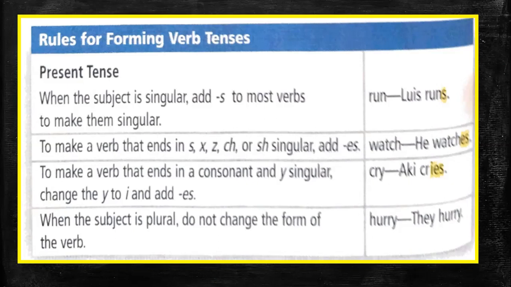The first one: when the subject is singular, you add S to most verbs, okay? To make them singular. So if you have a singular subject, you should have the singular form of the verb. The mind-blowing part about this is that the verb is the one that is going to carry the S when it is in its singular form.